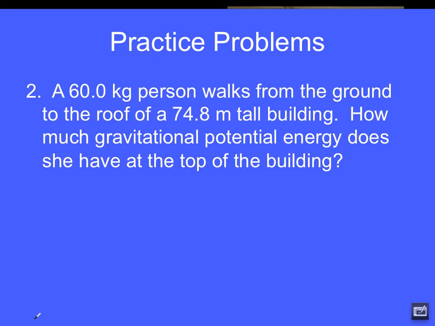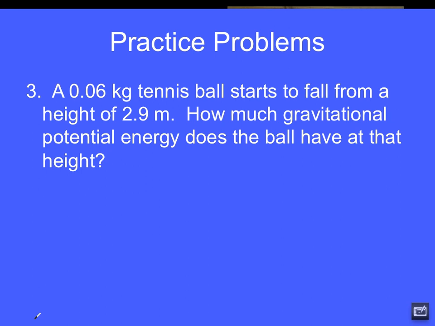All right, number 3. We have a tennis ball, and it starts to fall from a height of 2.9 meters. How much gravitational potential energy does the ball have at that height? So PE equals mgh, and my mass is 0.06 times g, which is 9.8, and my height is 2.9 meters. When I plug this into my calculator, my answer is 1.7052. However, I can only have 1 sig fig because of the mass, so that rounds to 2, and my unit is joules.